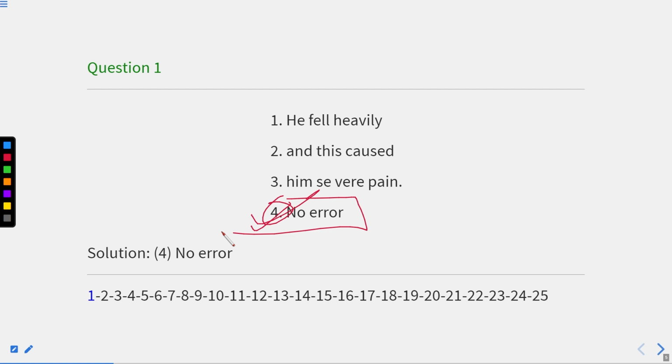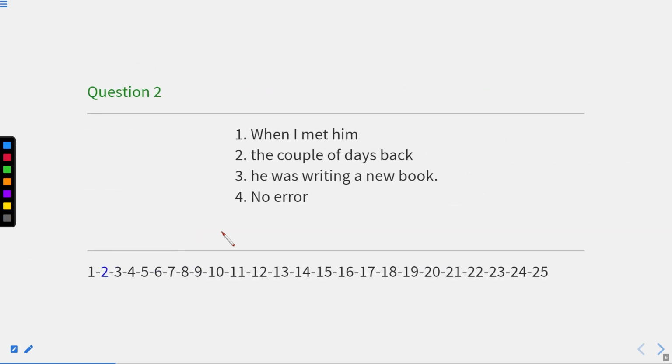Now let us move to the second question. Now this is question number 2. When I met him, the couple of days back, he was writing a new book. Now, when I met him, it means I'm talking about a day when I met him. Okay, the couple of days back.